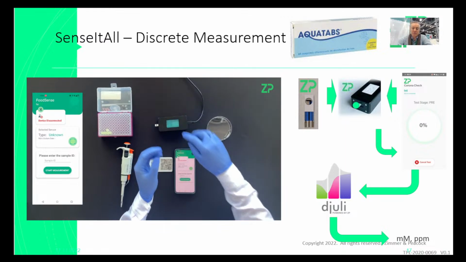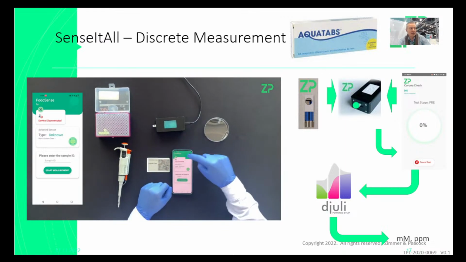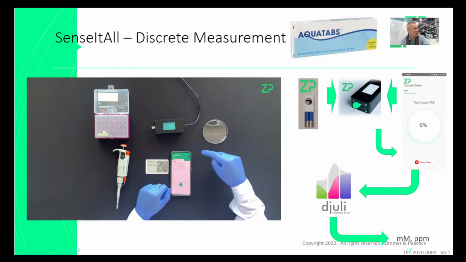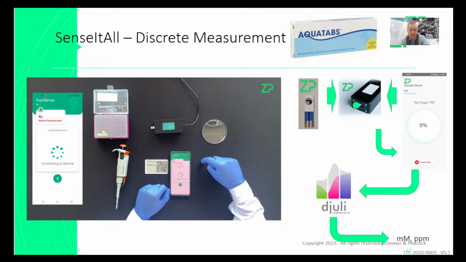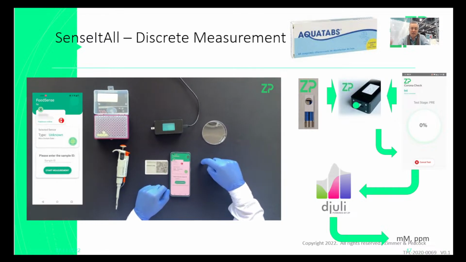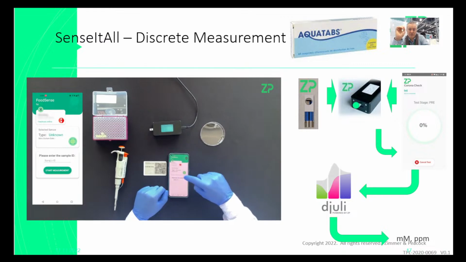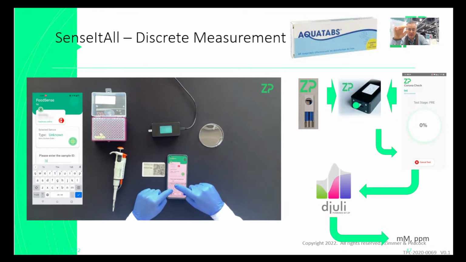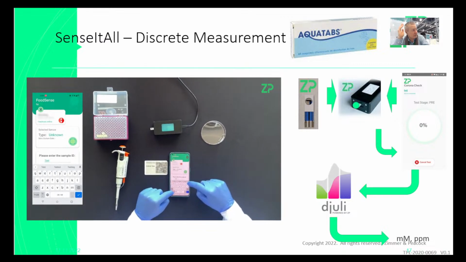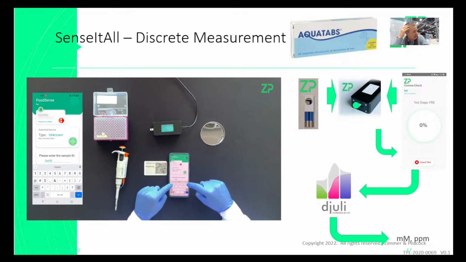A discrete measurement would be something like this. Somebody had a volume of water they wanted to sanitize. They would take a couple of these tablets, drop them in there, and then they could essentially leave it to do its sterilization.